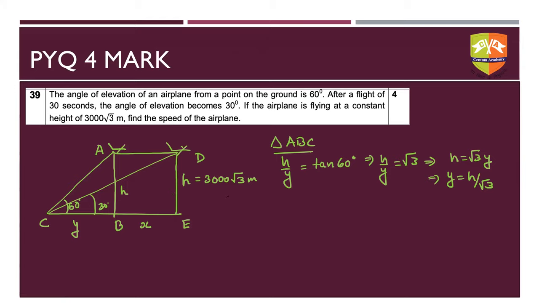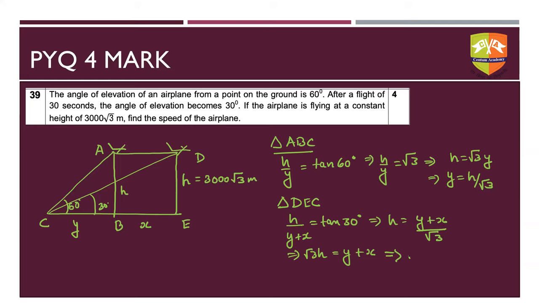Okay, in triangle DEC, right? What will this be? H upon Y plus X is equal to tan 30. Okay, this implies H is equal to Y plus X divided by root 3. This implies root 3 H is equal to Y plus X. Now from here, I will get X. Why? Because Y I know. You can write root 3 H is equal to Y, Y was H upon root 3, plus X. I need X, right? So what is X, guys? This implies X equals H common, root 3 minus 1 upon root 3.